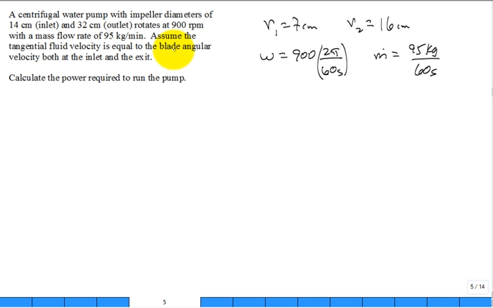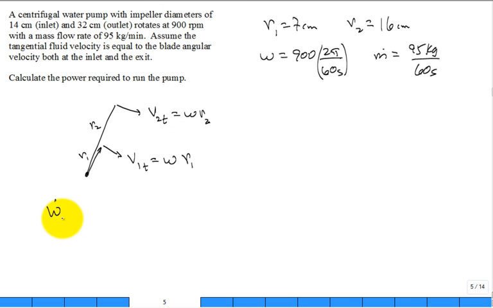So what are they saying, that last sentence? The tangential fluid velocity is equal to the blade angular velocity. So it's as if, let me draw it, here's the point. You come out, there's R1, and so V1 tangential is equal to the rotational speed times R1. And we come out, there's R2. V2 tangential is omega R2. Same omega, just different R's. Calculate the power required to run the pump.